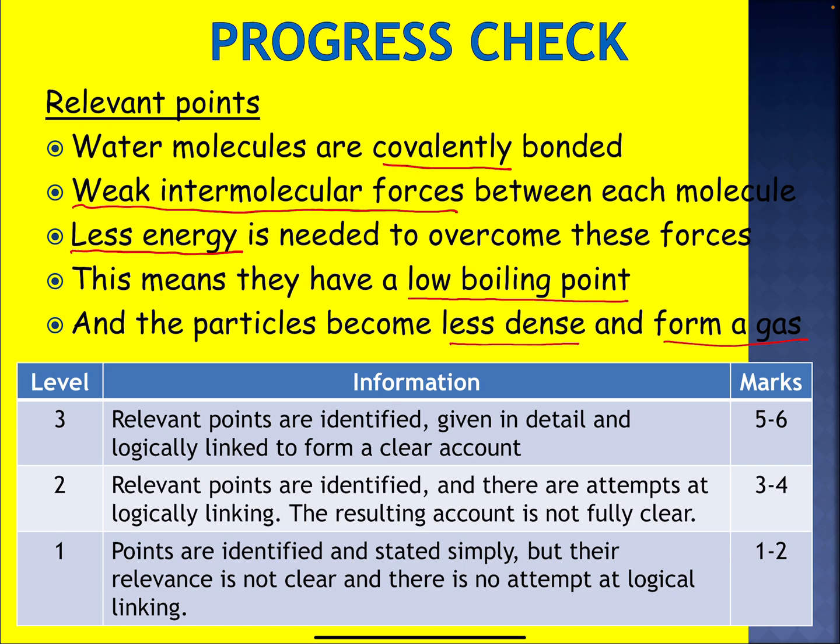If you said all that, relevant points are identified, given in detail, and logically linked to form a clear account, you could get potentially between 5 and 6 marks. If relevant points are identified and there are attempts at logical linking, but the resulting account is not fully clear, then you're looking at between 3 and 4, and otherwise it's just between 1 and 2. It's a typical 6-mark question, this. Moving on.